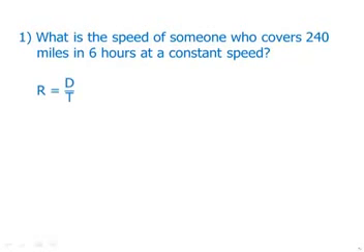So we want the version that is solved for rate. Rate equals d over t. And then we're just going to divide the distance by the time. 24 divided by 6 is 4, so 240 divided by 6 has to be 40. And then miles over hours, that's miles per hour. 40 miles per hour is the answer.